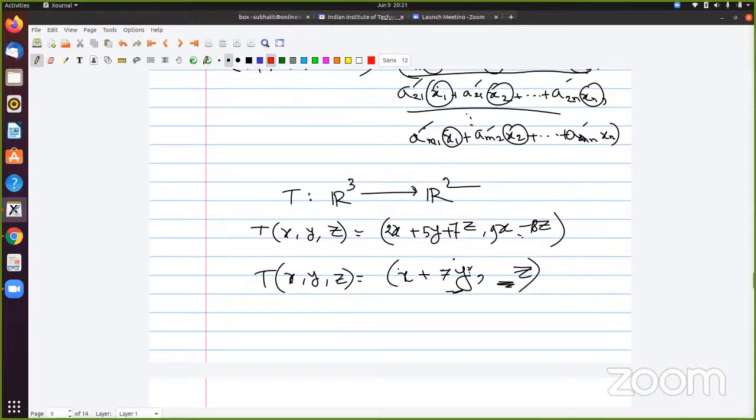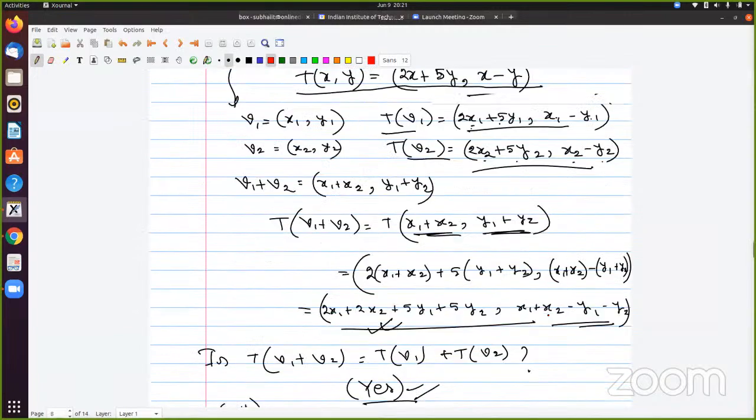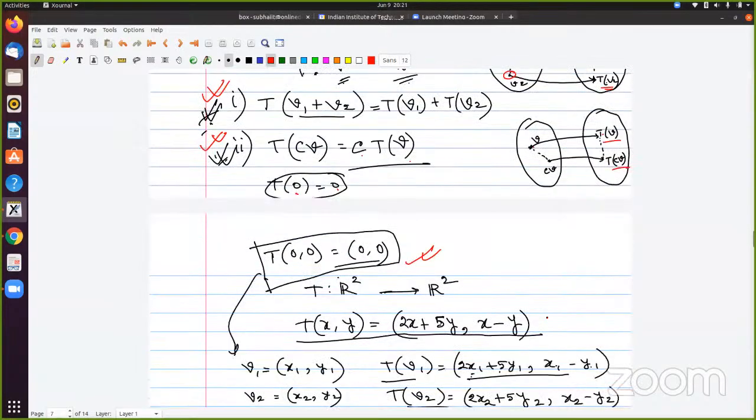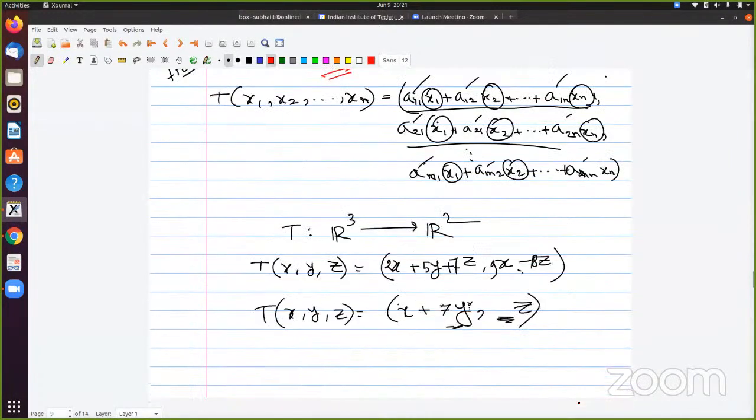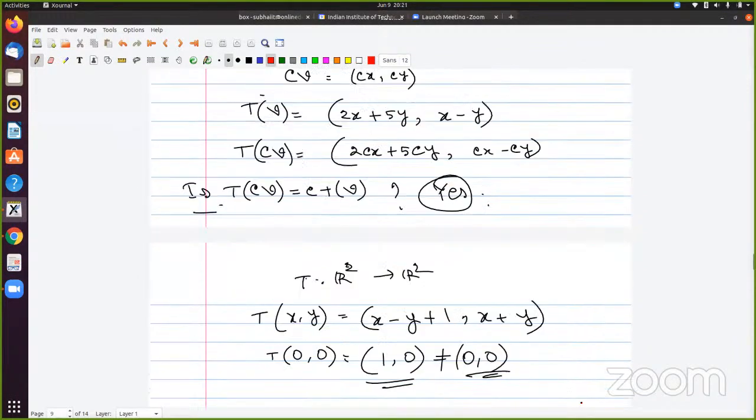That is not a condition written anywhere, but it's better to check to begin with, because if this one is not satisfied, then there is no point in checking the other two. That's my point. If there is a constant here, for example, x minus y is there, but if we have a constant 1 or 2, then it cannot be a linear transformation. So that is the first check. Can you go back to the first page, sir? Just 5 minutes more.